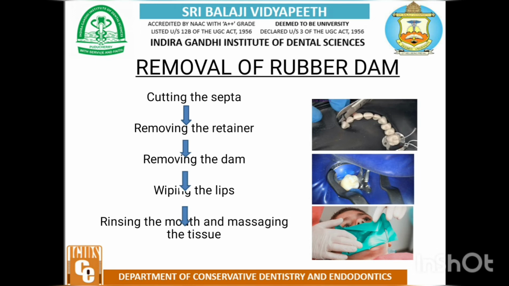Removal of the rubber dam: cutting the septa, followed by removing the retainer, followed by removing the dam, wiping the lips, rinsing the mouth, and massaging the tissue.